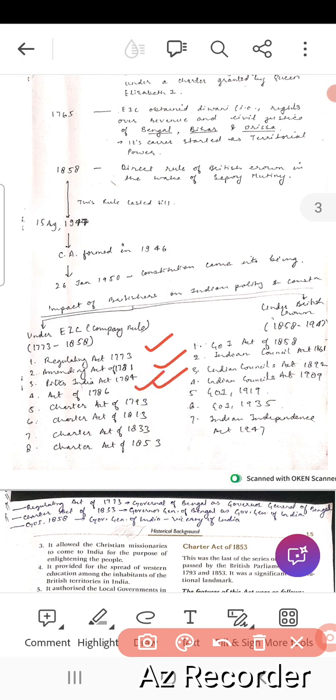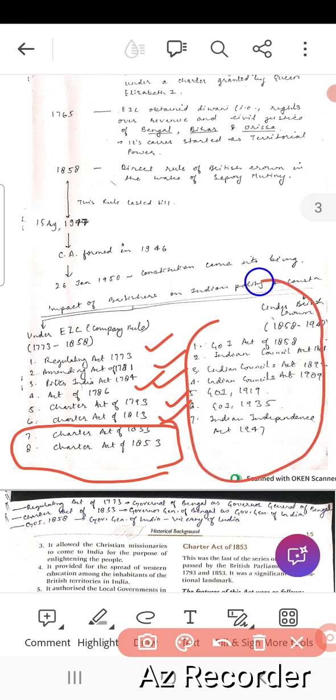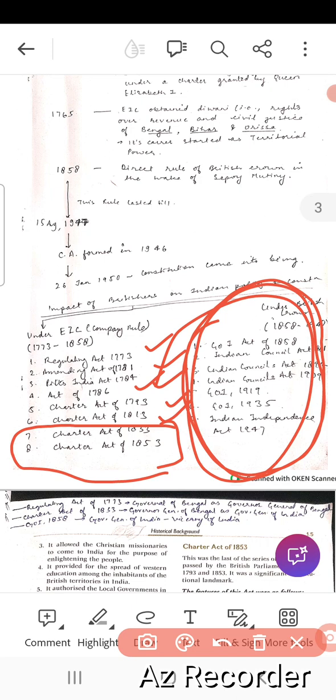1786. Then the Charter Act 1793 is completed. Now we are left with 1833 and 1853. So in the next video we will be covering these two acts. With this we will be completing company rule. Now with another video we will be coming up with all these acts. One or two videos we will be making for these sections. Okay, so thank you everyone.